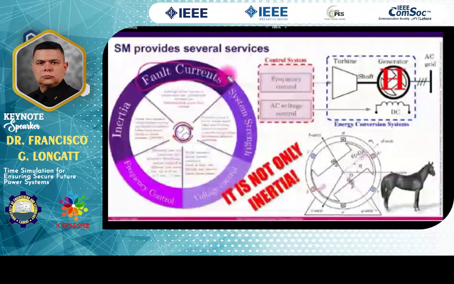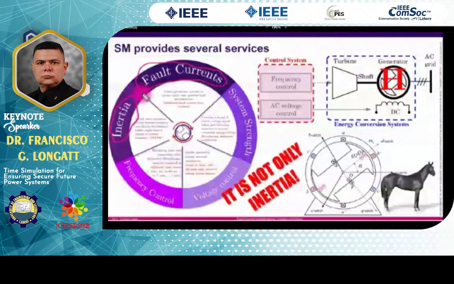Short circuit currents started to be a problem a few decades ago, and we were complaining about them because the synchronous machine can be overloaded and produce high fault currents. That is an additional overcurrent that is possible because the machine has the possibility of dissipating this amount of energy.